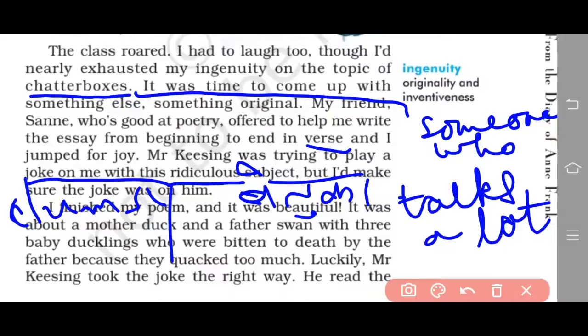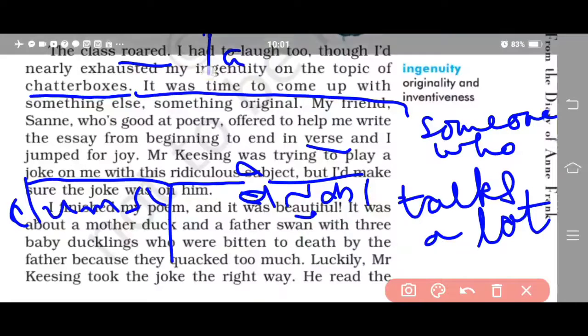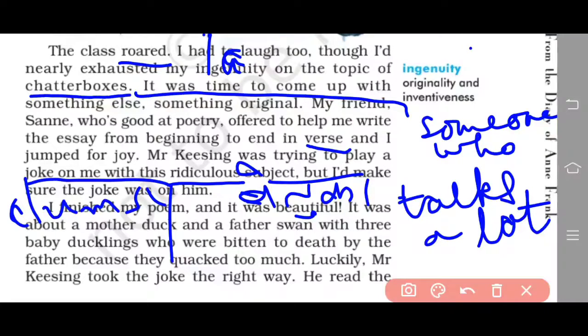Okay, so let's see here what happened. The third time when he gave her an essay to write, the essay's topic was "Quack Quack Quack," said Mistress Chatterbox. Then the whole class roared, means they had a big laugh, loud. Then she had to laugh too because the whole class was laughing. She had to take it sportingly, but she did not want to.